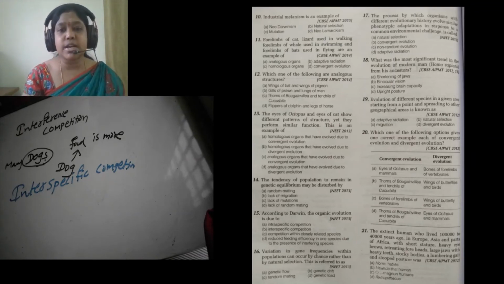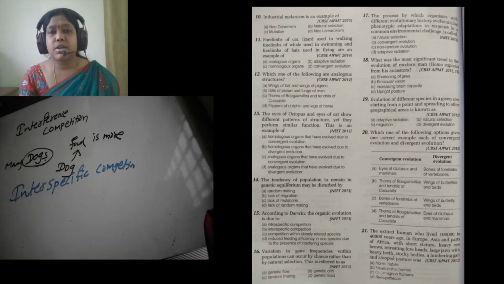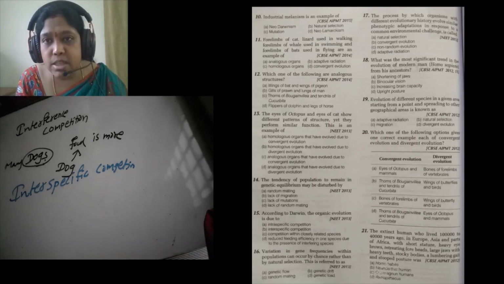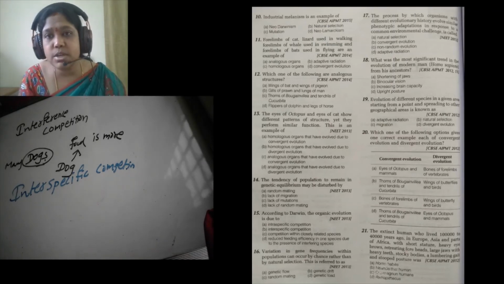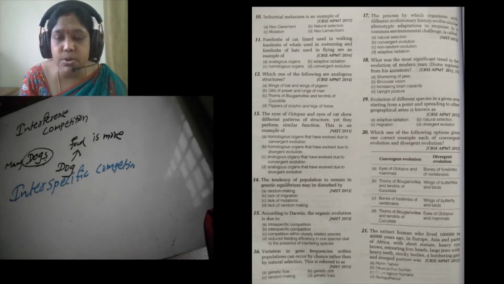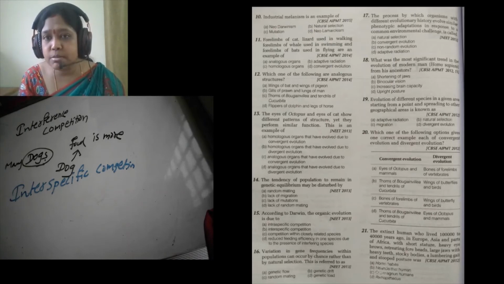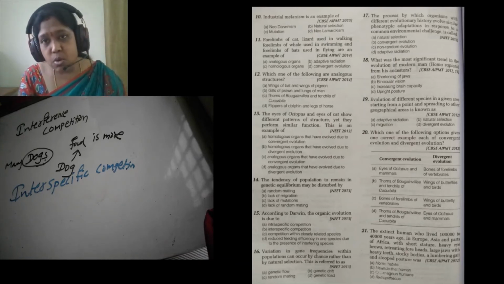that is the genetic drift. And next, coming to the 17th question, the process by which organisms with a different evolutionary history evolve similar phenotypic adaptations in response to a common environmental challenge is called. So they are asking about the process, by which organisms with different evolutionary history.